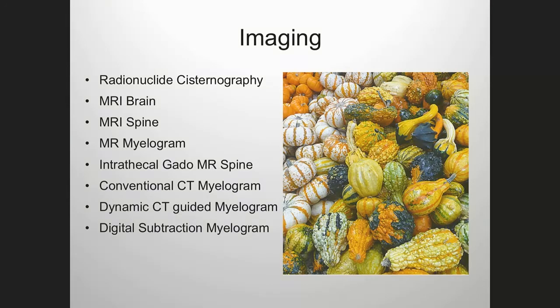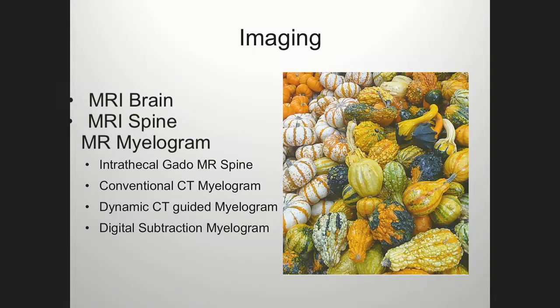We're lucky in 2017 we have an abundance of imaging available to us, maybe too much imaging, and the government is trying to cut it down. But in this area, I think we need imaging. Radionuclide cisternography is an older imaging technology and modality, which is coming out of favor. The main imaging modalities are the brain MRI, spinal MRI, and MR myelography without intrathecal contrast that we do for these patients.